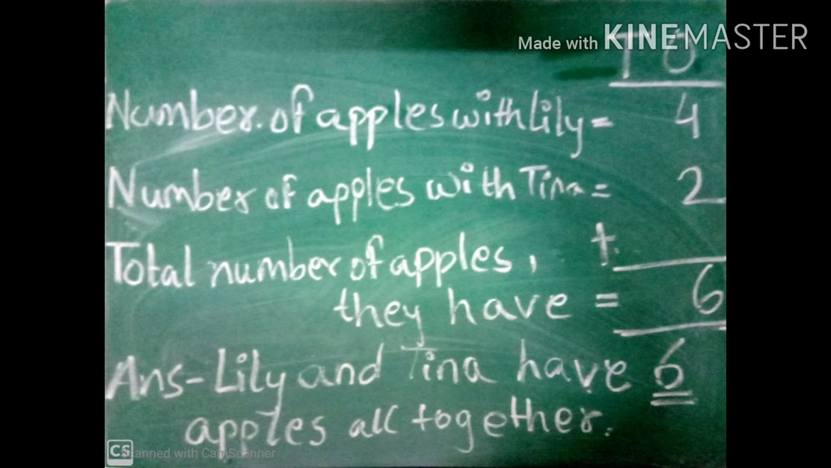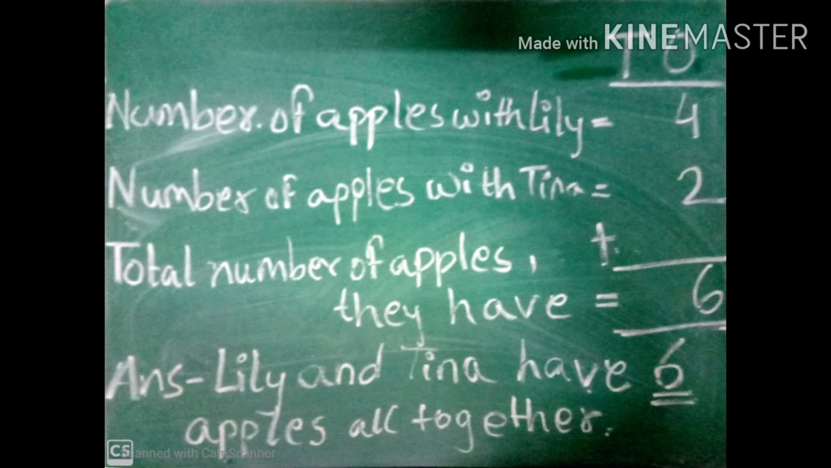Statement number 2. Number of apples with Tina equals to 2. So where will we write 2? In the ones place. Then we will give the addition sign before the second number. So which is the second number? 2. So before the 2, in the tens column, we will give the sign of addition.